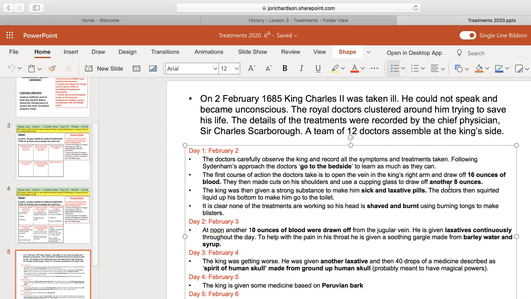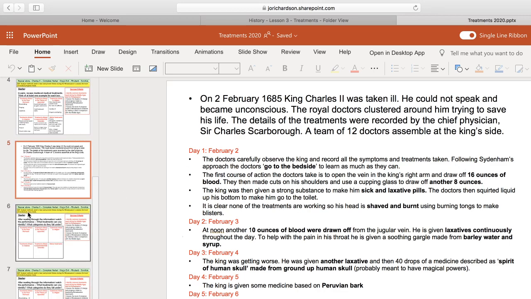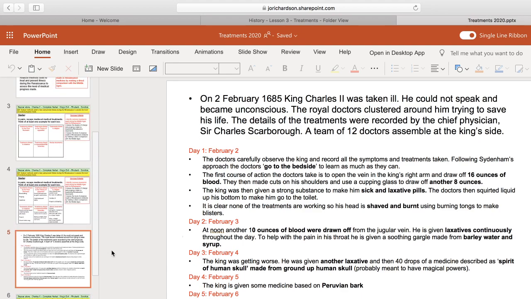So what I would want you to do is in your summary box, make a note of the details. If you do a subheading of King Charles II in the summary box, and then bullet point his treatment, you would write down here 16 ounces of blood, 8 ounces of blood. So if you can, again, just pause the video and do that.